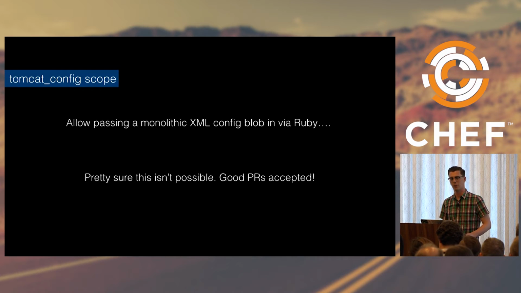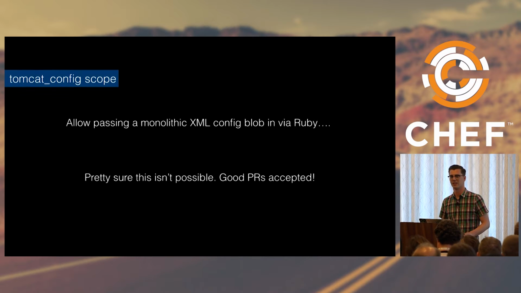Because how do we write a simple interface for something that is an infinite number of variables in a crazy XML config? If you can think of some wonderful way to translate a really simple Ruby data structure into a crazy complex XML config, that's great, do a PR, but I don't think it's possible. So I just didn't write it.